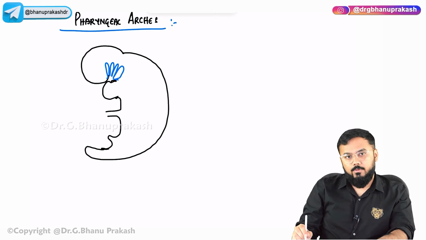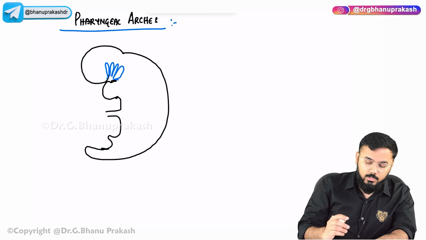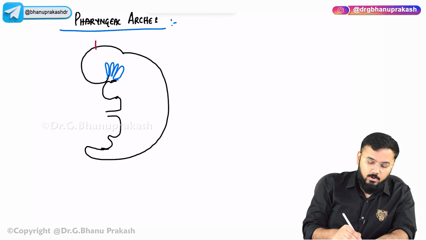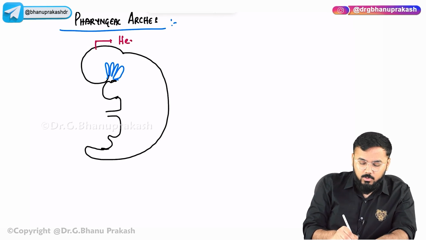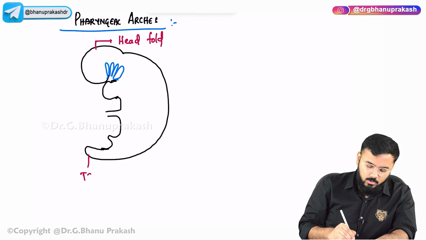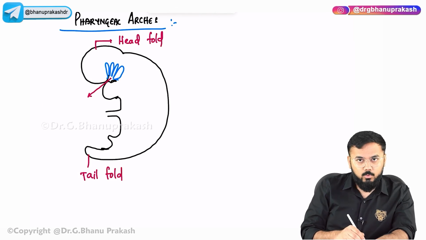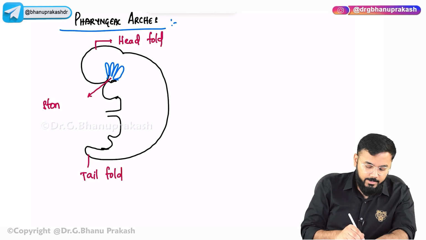This is a place where you have got these arches over here. So if you look at this particular picture, as I already told you, this part is called as your head fold. Okay, and this part over here is called as your tail fold. And this part over here is called as your mouth. The mouth is also called as stomatium.